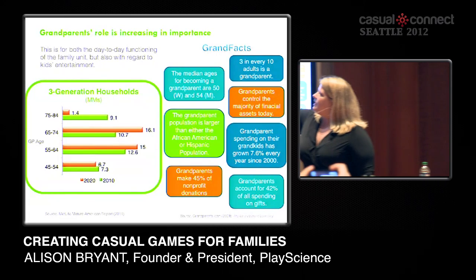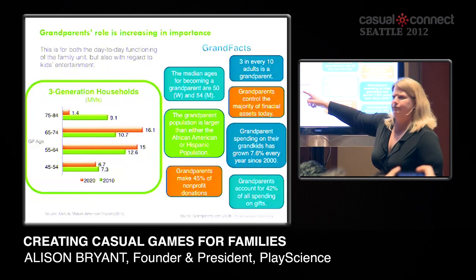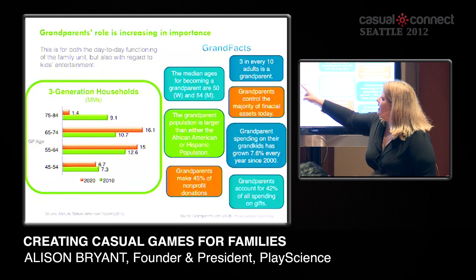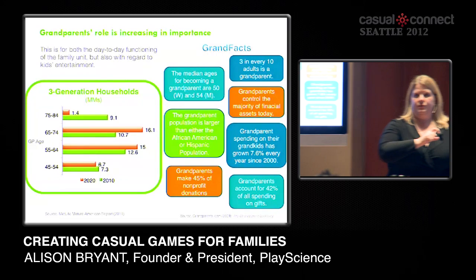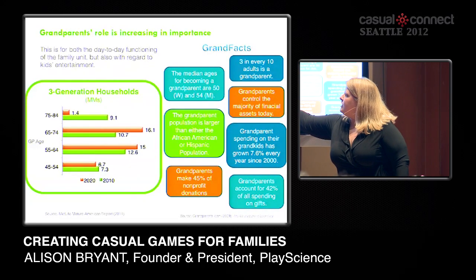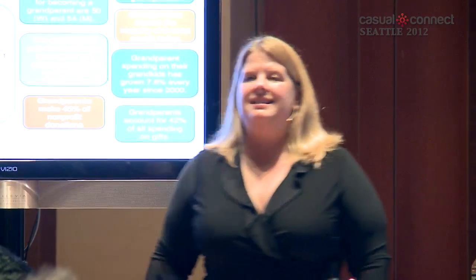This is the increase in 3-generation households. The orange line here is the increase to 2020 of 3-generation households, right? So when you have grandparents ages 55 to 64, about 15% of households are going to be 3-generation. 65 to 74, 16% of households in the US in 2020 are going to be 3-generation households, right? So that's actually living under the same roof. That's not just the fact that they happen to do daycare or be in the same town and take care of each other. The grandparent population is larger than either the African American or the Hispanic population.